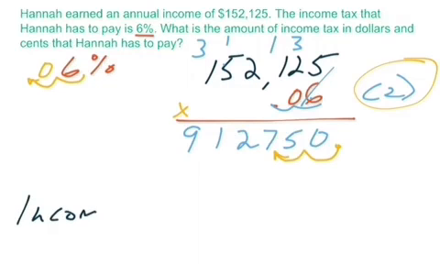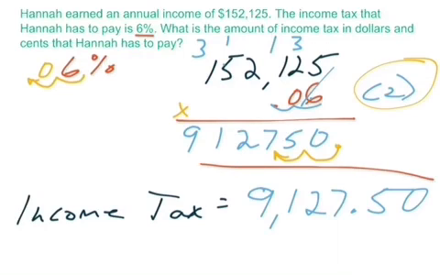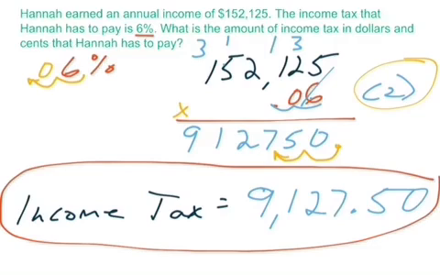So the total amount in income tax that Hannah has to pay on her income is $9,127.50. She made $152,000 and a little over that in a year. She's going to have to pay this much in income tax to the government, and that'll be due in a year. So that's how you can solve for calculating income tax.